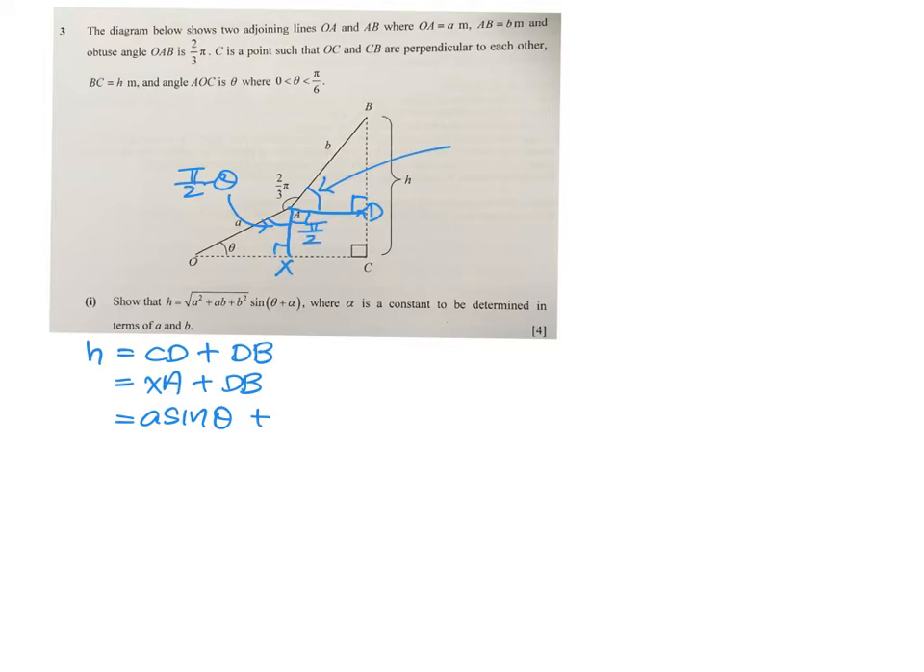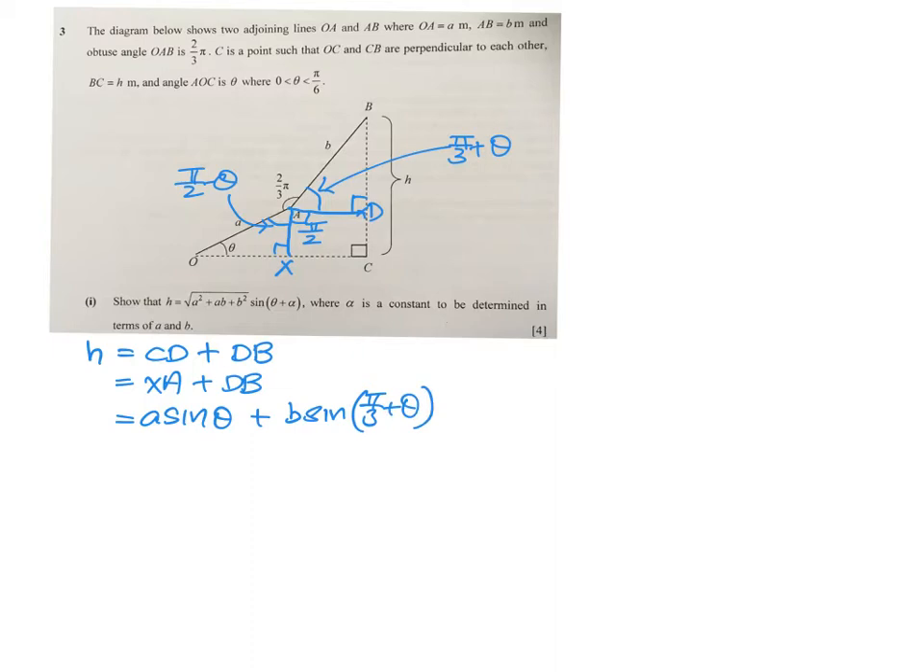With the knowledge that angles at a point add up to 2 pi, which is 360 degrees, we can find this angle BAD easily by taking 2 pi, subtract 2 pi over 3, subtract pi/2 minus theta, as well as this pi/2. That will give us pi/3 plus theta. With angle BAD known, we can make use of this right-angled triangle to find the length DB, which is b sine of pi/3 plus theta.